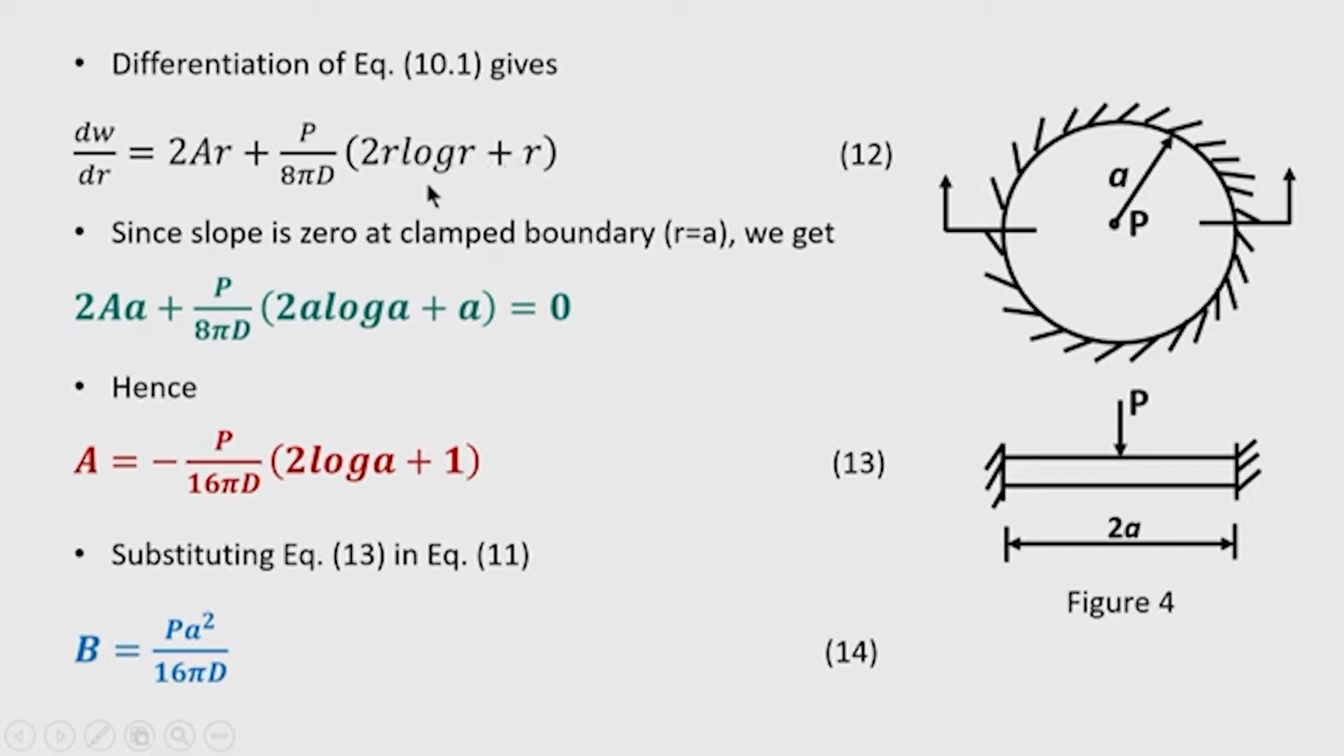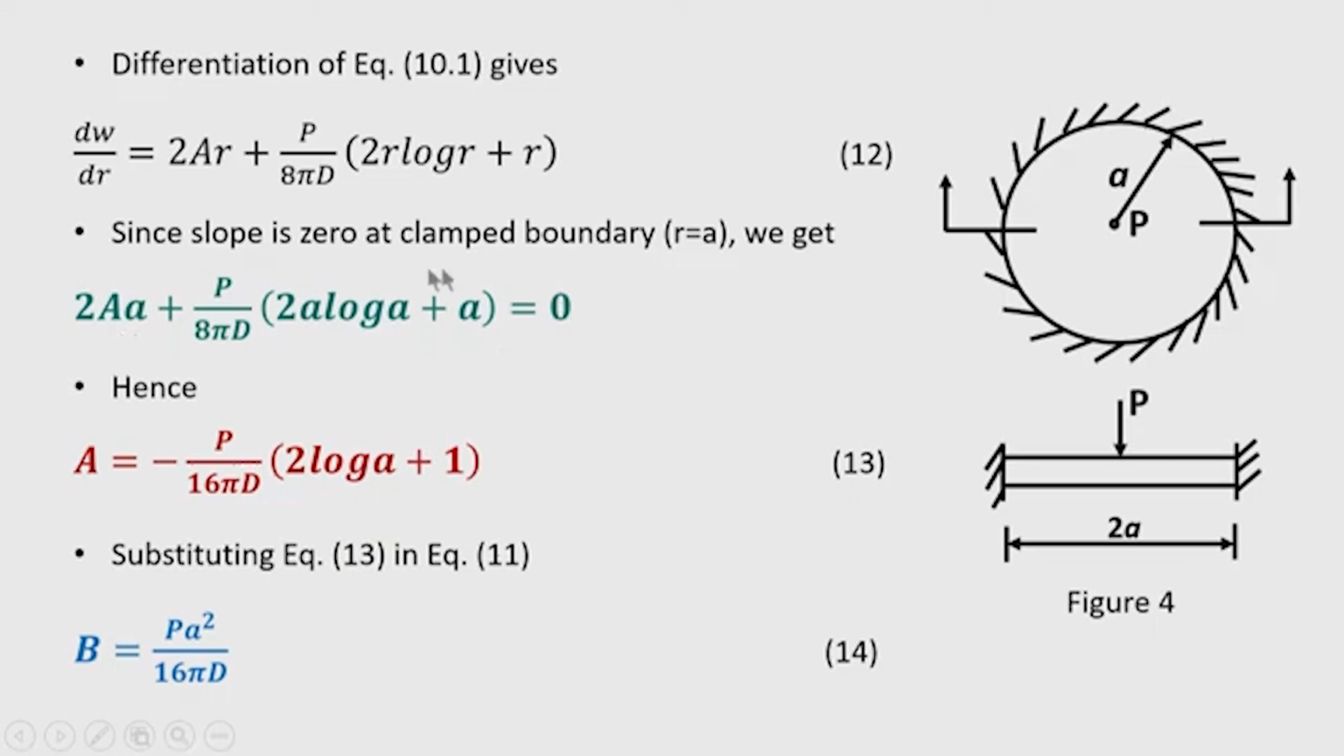Okay. Now, since the slope is 0 at the clamped boundary, r equal to a, now we apply the clamped boundary condition. The clamped boundary condition is 2 A a plus P by 8 pi D into 2 a log a plus a equal to 0.